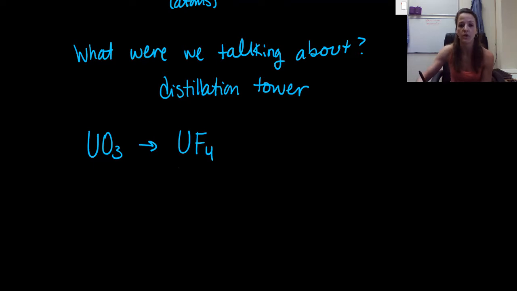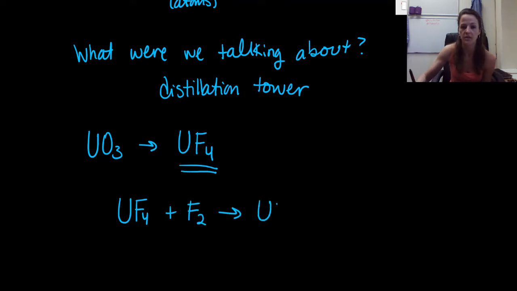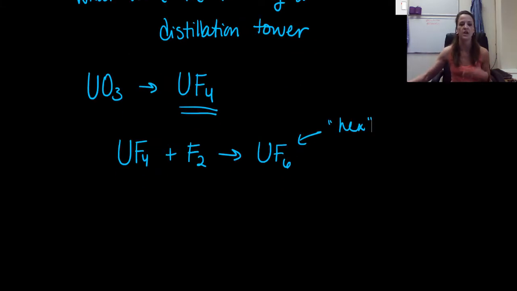Now UF4 is very neat and helpful for us, but it's actually UF6 that is the most helpful, and it's the easiest for us to use gaseous diffusion to purify in order to create enriched uranium. And so what we do is we take UF4 and we treat it with fluorine gas, and we create something called UF6. Colloquially, this is what we call hex. So people will just say UF6, and sometimes they'll just refer to it as hex. So if you ever hear that, that's what they're talking about.